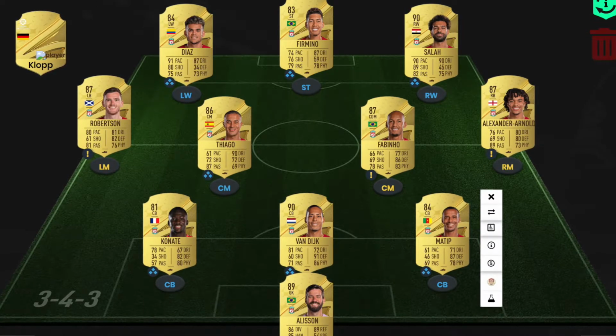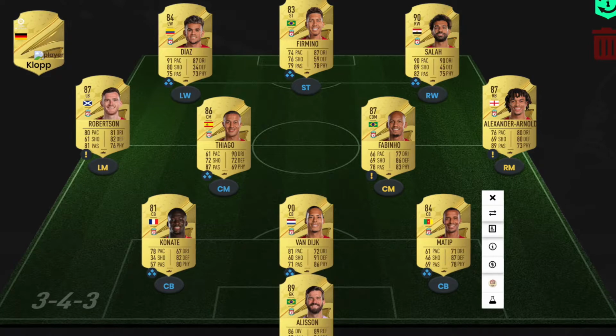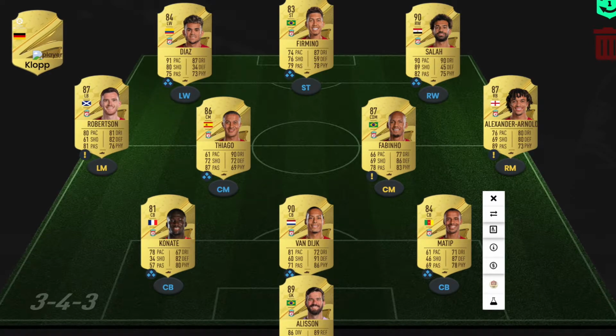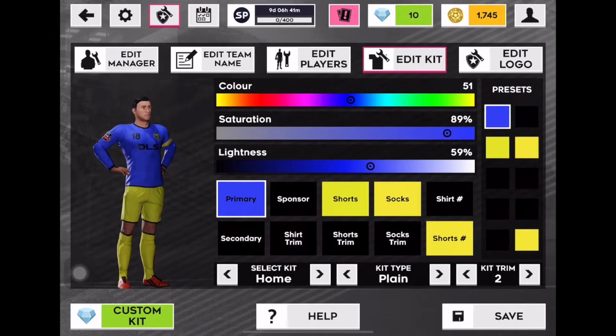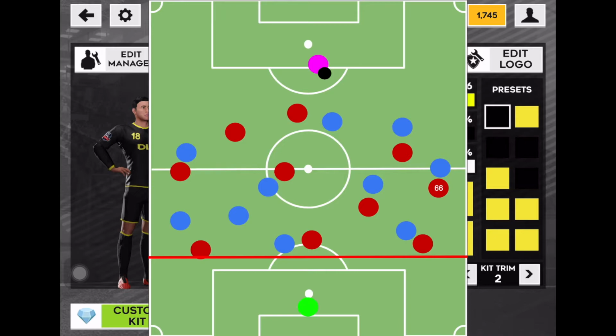Lastly, up front, you would have Luis Diaz, Firmino, and Salah. Jota and Núñez would be on the bench and one of them or both would come on in the second half if necessary. Now, let's explain how they defend.